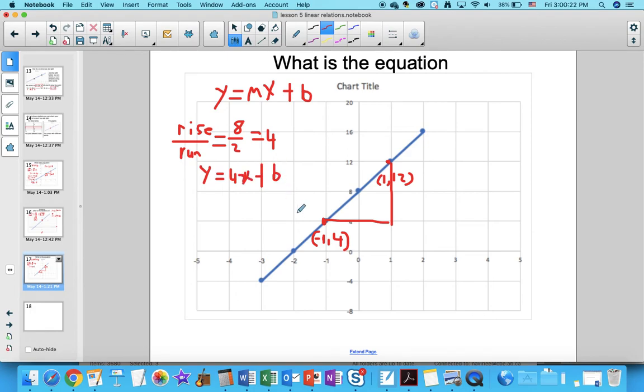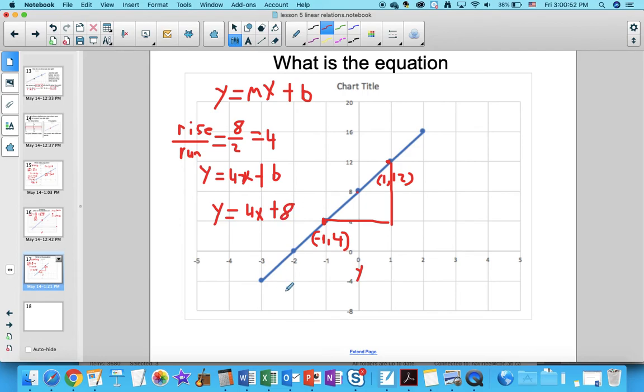Okay, now there's 2 ways to solve this. One's a bit faster because we can see our y-axis, right? And remember, the b is called the y-intercept. Does our line hit the y-axis? Yeah, it hits it right here. What's the value? 8. So b must be 8. So our equation will be y equals 4x plus 8.